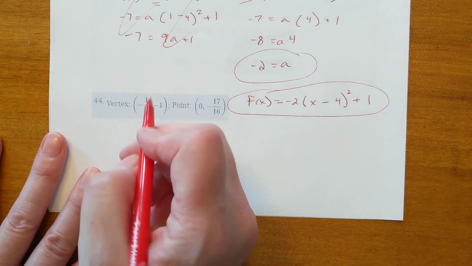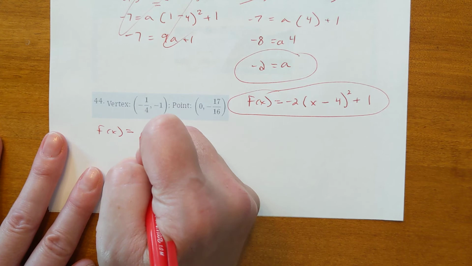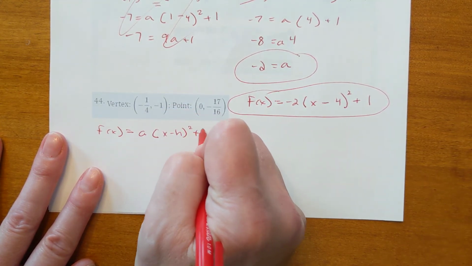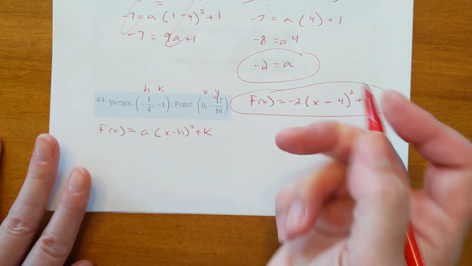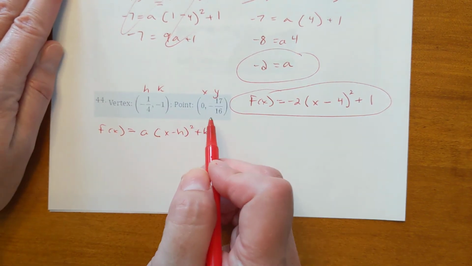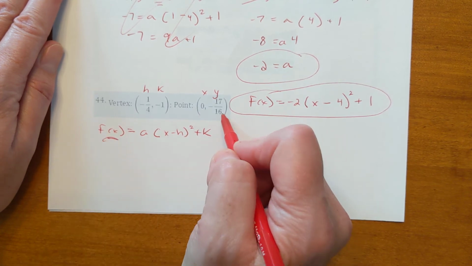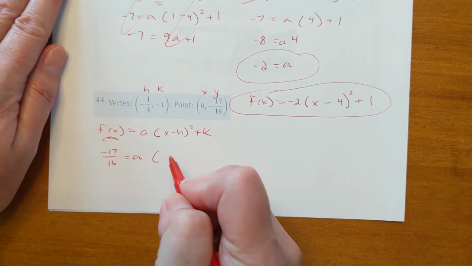All right, doing it again here. So we got, again, f of x equals a times x minus h squared plus k. This is h, this is k, this is a point somewhere on it, x, y. Again, it's an infinite number of points. We're trying to find the a value. So f of x, the y value is -17 over 16. A we're trying to find.